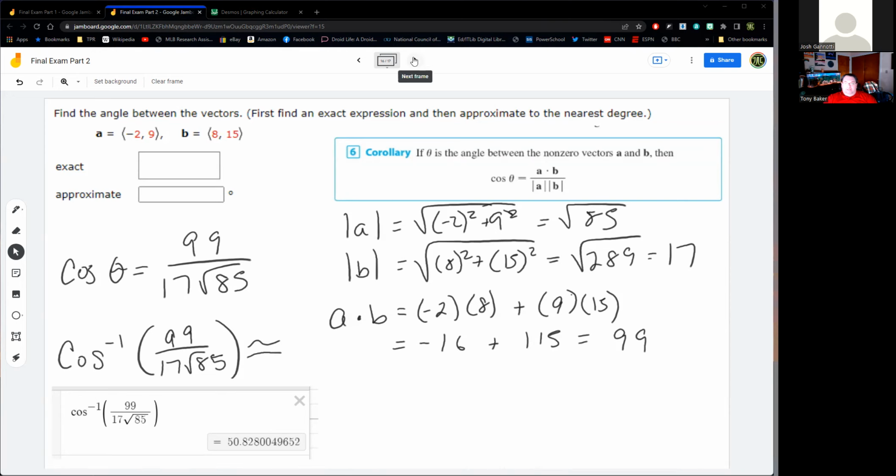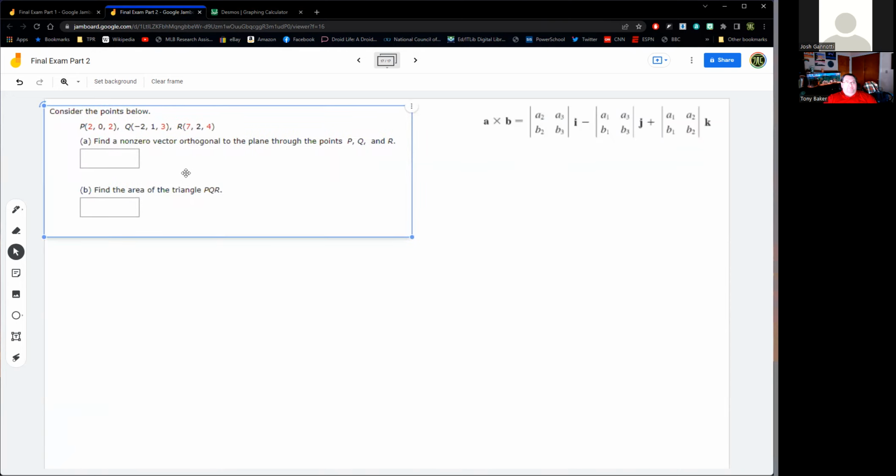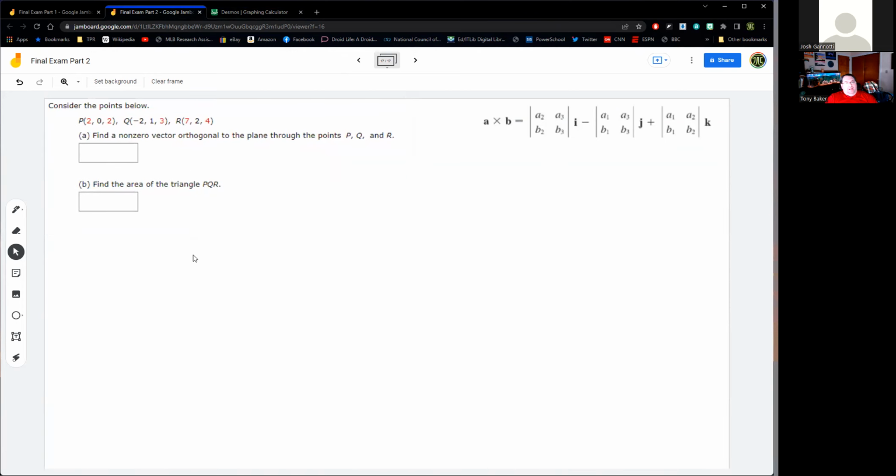All right, last one. The last one is the cross product one, where they're looking for the area of a triangle formed by these 3 points. So remember, our cross product is the matrixy piece. However, the first thing we have to do before we do this problem is find 2 vectors. So I need to find vector PQ and vector PR.